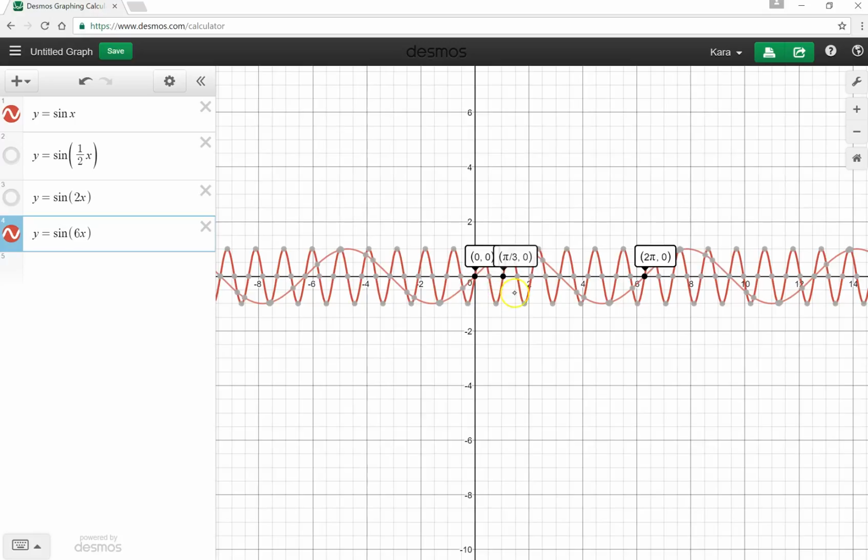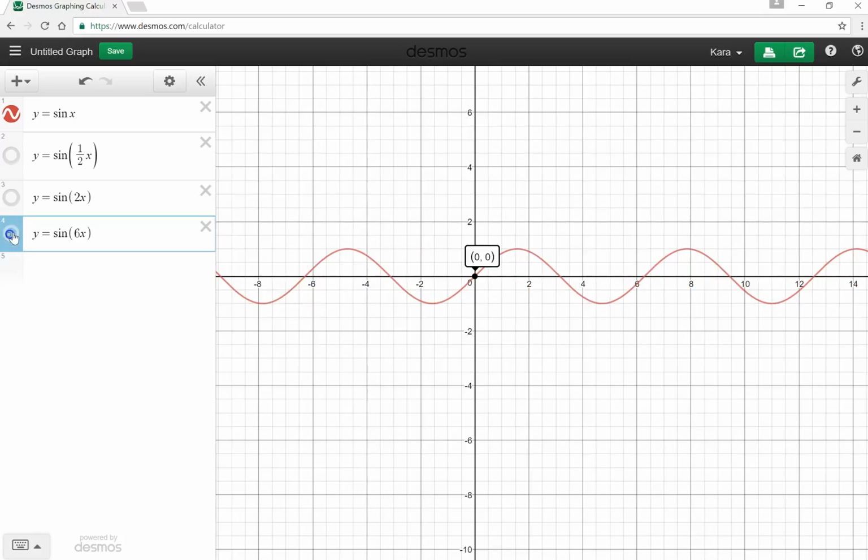So that's squishing in way more cycles for the same amount of space. So how many cycles actually fit in 2 pi? Well, you can see here, so up, down again. Every pi by 3, there's another one, and another one, and another one, and another one. So there should be, right, 6 of them fitting in there.